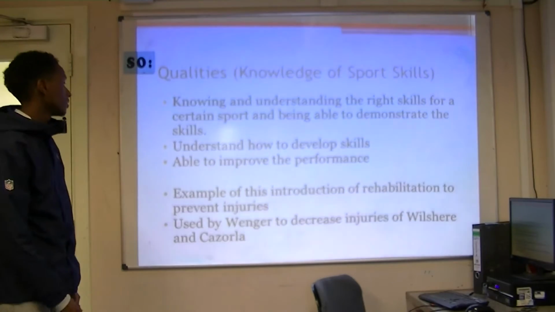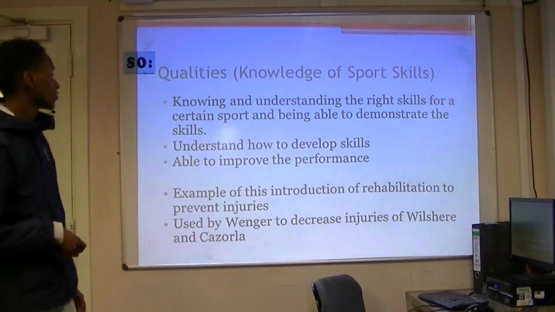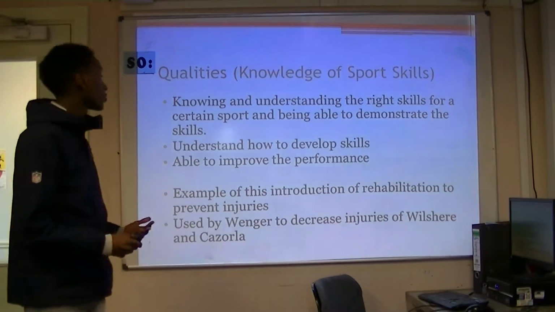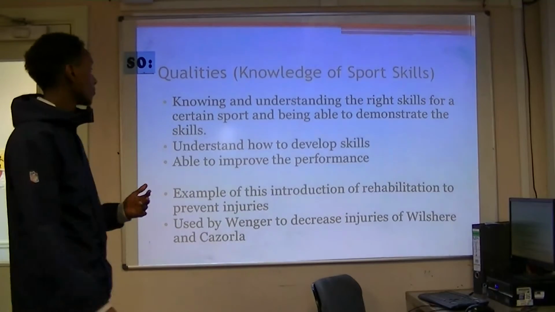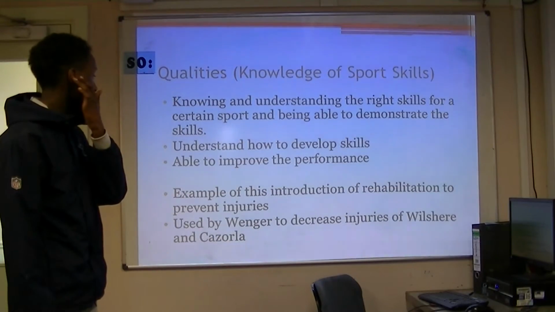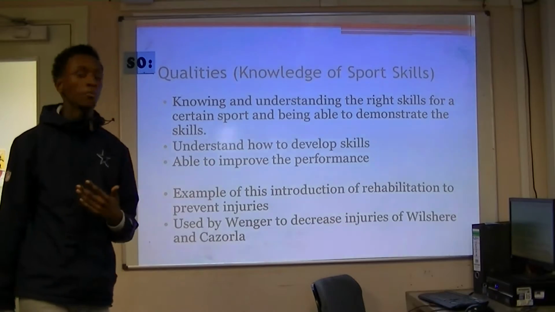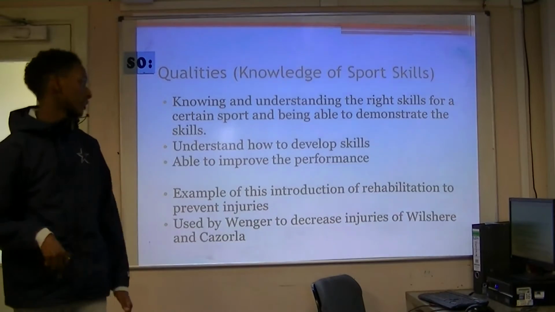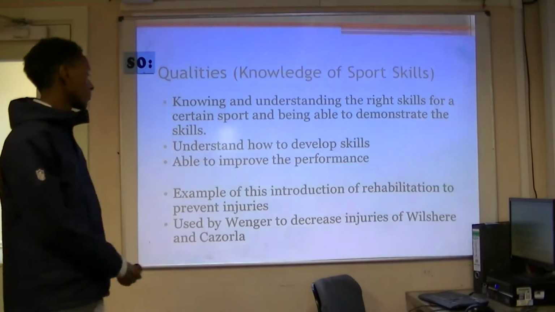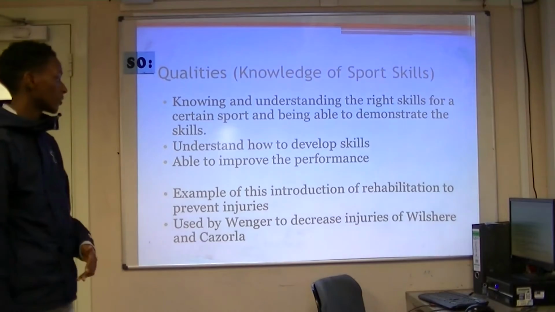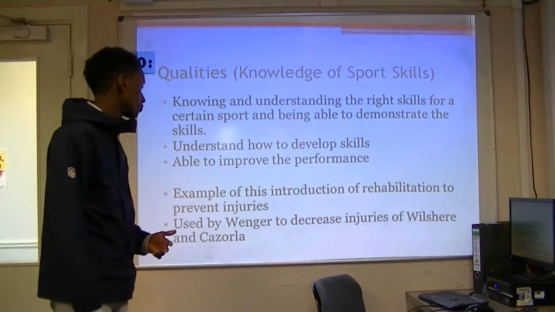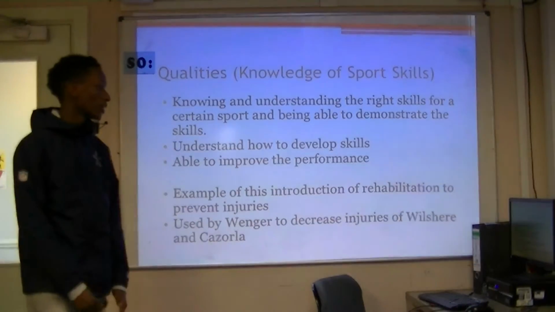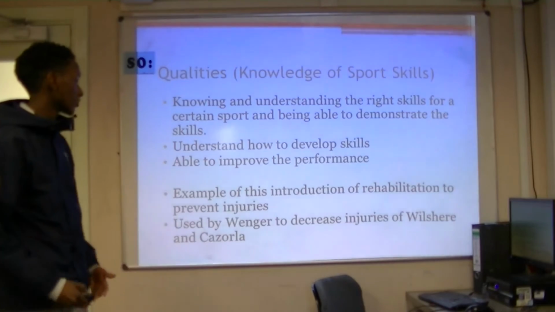Qualities. The first one would be knowledge of sports skills. The person needs to know and understand the right skills for the certain sport, and be able to demonstrate that, and this will potentially help them to improve the performance. An example of this would be the introduction of rehabilitation to prevent injuries. This helped Wenger to use this on long-term injuries such as Wilshere and Cazorla. So he bought more players to balance out the squad.